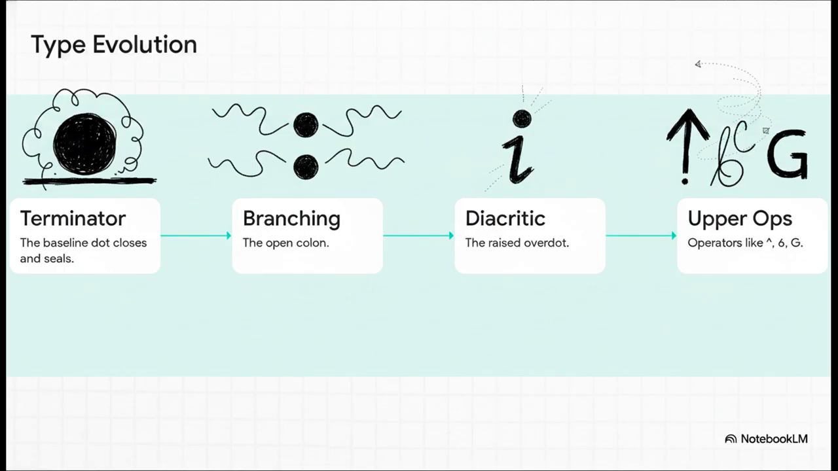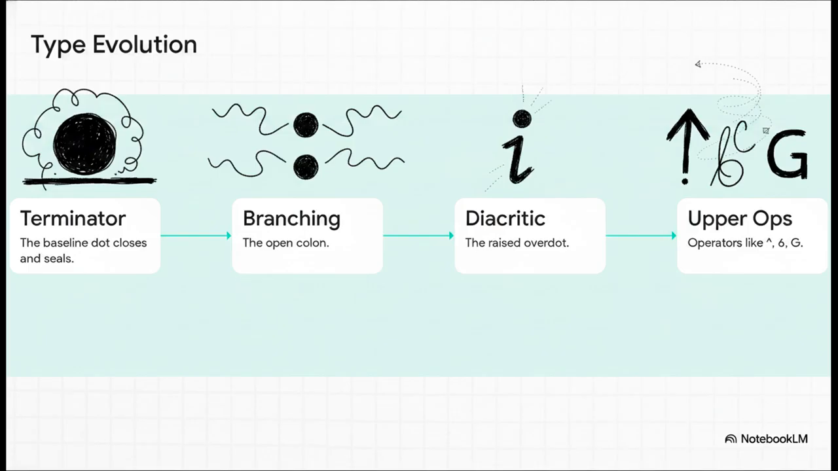Let's trace the typographical evolution path of a simple dot. Step 1 is the terminator dot right on the baseline. It closes and seals a sentence. Step 2, you duplicate it to create a colon. Now the system is open and branching out. Step 3, the dot lifts off the baseline completely to become a raised diacritic mark, an overdot.